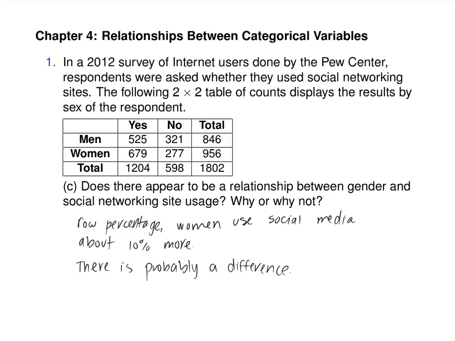I'll probably just ask you to straight up find a chi-square, to verify that that actually is true. Is that all right? Probably a relationship? Yeah, probably a difference between the groups, between men and women. Or you could say there is a relationship. That's fine too.